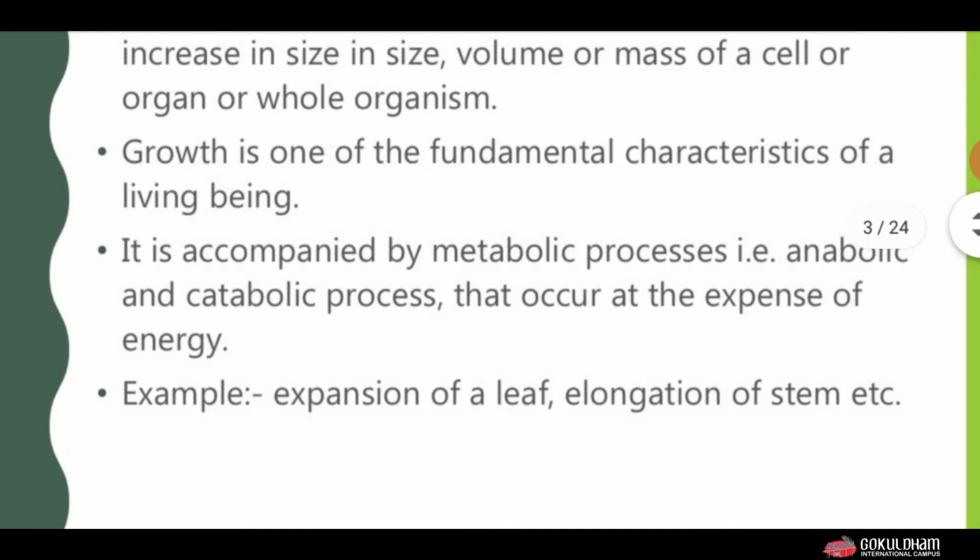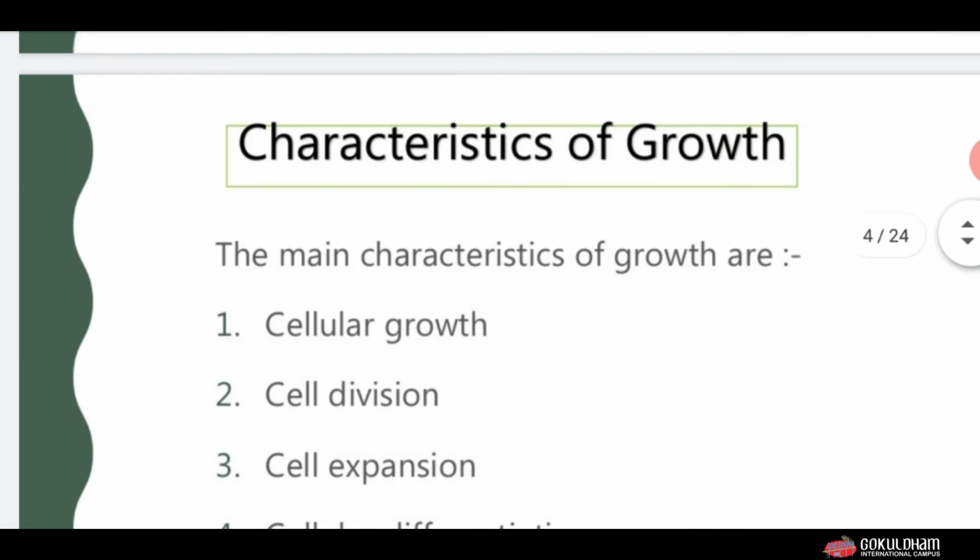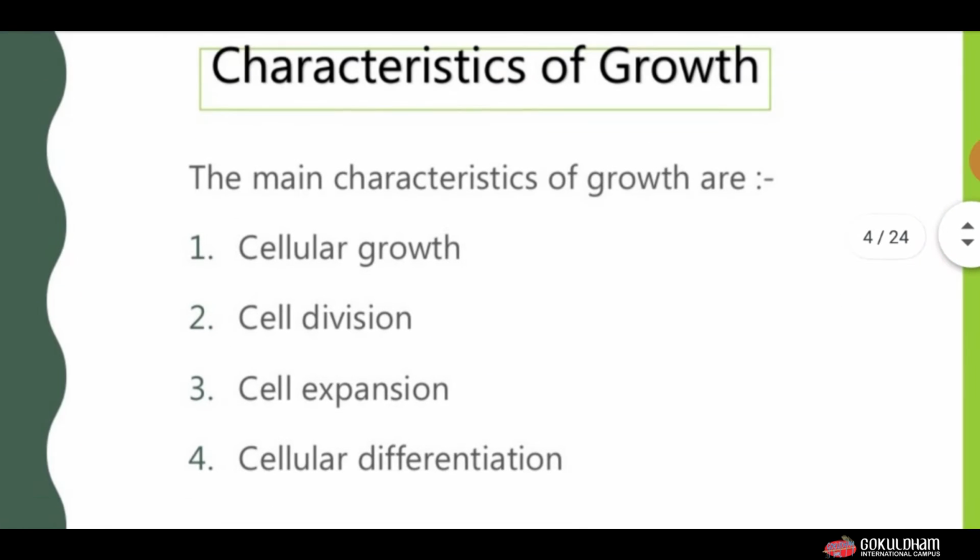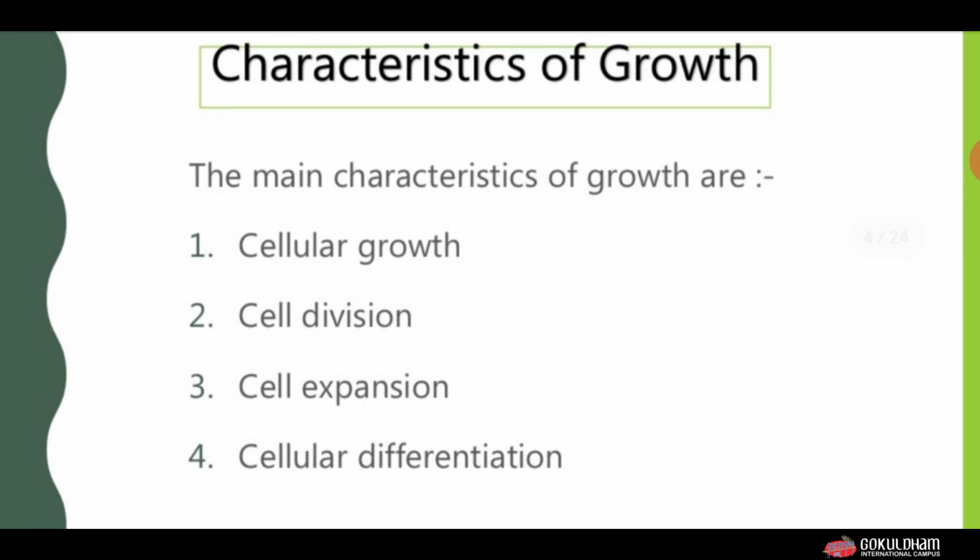It is accomplished by metabolic processes, for example anabolic and catabolic processes that occur at the expense of energy. Means growth takes place by acquiring energy. They require energy for growth, and examples of growth are expansion of leaf and elongation of the stem. Now characteristics of growth. The main characteristics of growth are cellular growth, cell division, cell expansion and cellular differentiation.